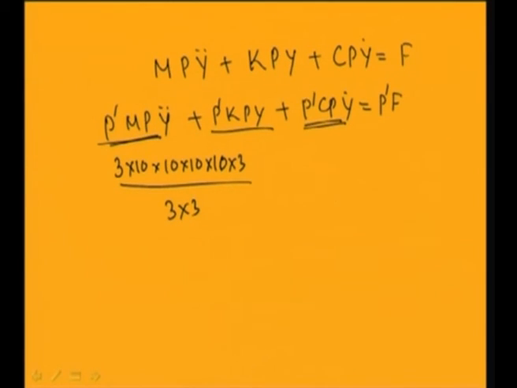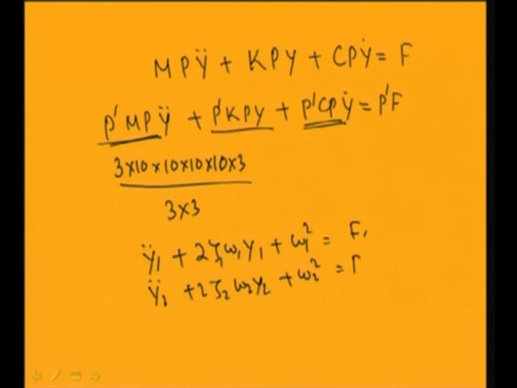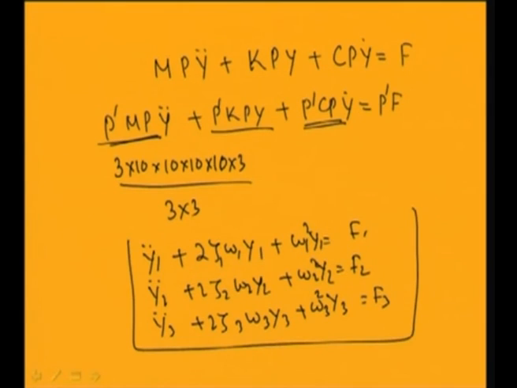So now you can obtain a set of equations which are diagonal. These diagonal equations can be written: y1 double dot plus 2 zeta 1 omega 1 y1 dot plus omega 1 square y1 equal to f1. Similarly, y2 double dot plus 2 zeta 2 omega 2 y2 dot plus omega 2 square y2 equal to f2, and y3 double dot plus 2 zeta 3 omega 3 y3 dot plus omega 3 square y3 equal to f3. So you can solve these three equations easily to find the response of the system.